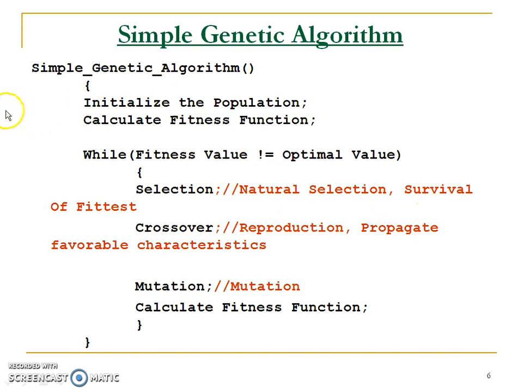Now here is the simple pseudocode for genetic algorithm. In the simple genetic algorithm, we start with an initial population, then we calculate the fitness function. While the fitness value is not equal to the optimal value, the selection and crossover are done, then mutation is applied on the resultant chromosome, then the process is repeated.